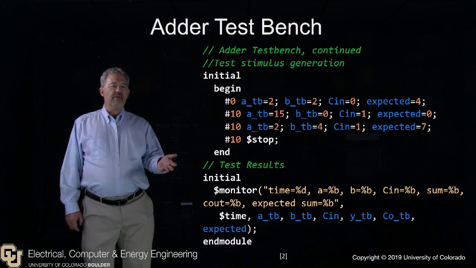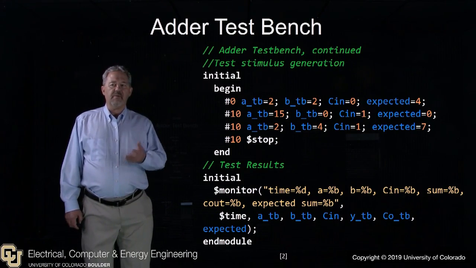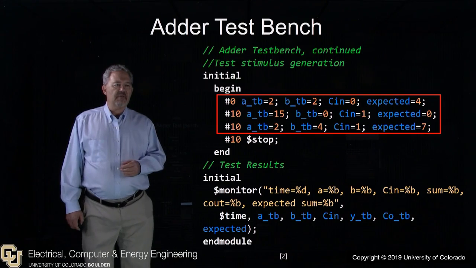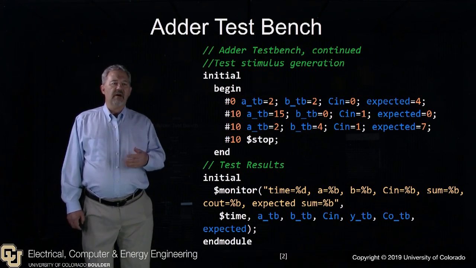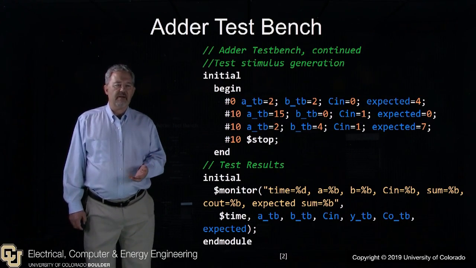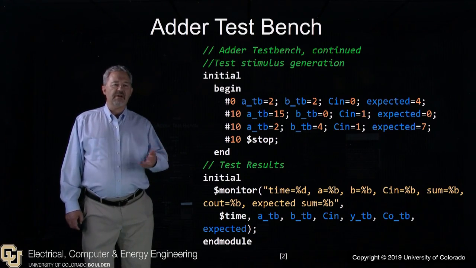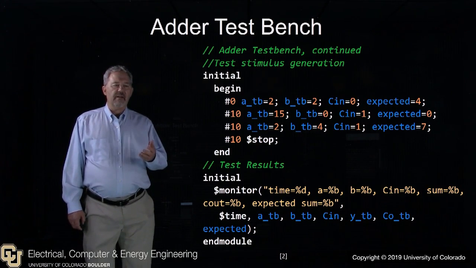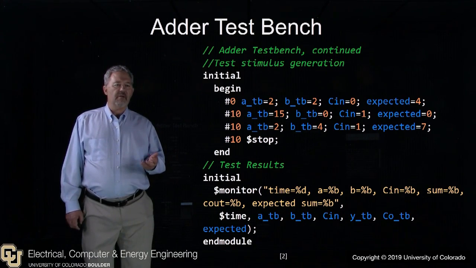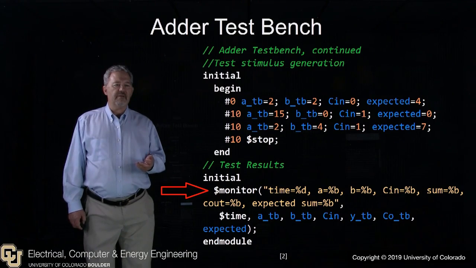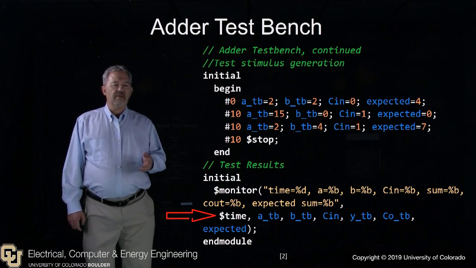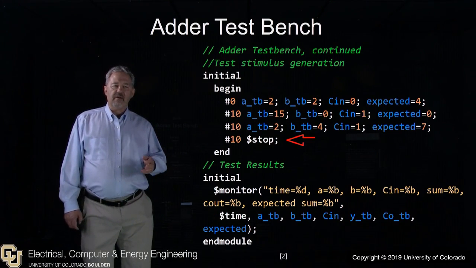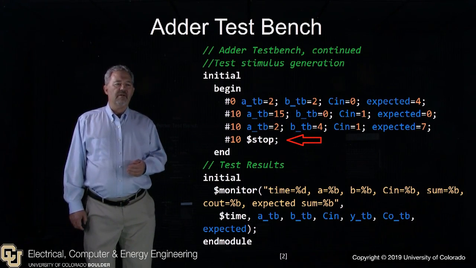Continuing with the adder test bench code, we generate the stimulus with a series of assignment statements that set the input signals to particular values at particular times. Obviously, this isn't a very efficient way to write the test case. We'd rather use a loop to generate the stimulus. Finally, the test results are displayed in the simulator message window using a built-in $monitor function in Verilog, which is like an event-driven printf. The $time is a built-in variable which represents simulator system time, and the $stop tells the simulator to stop simulating at this particular time.